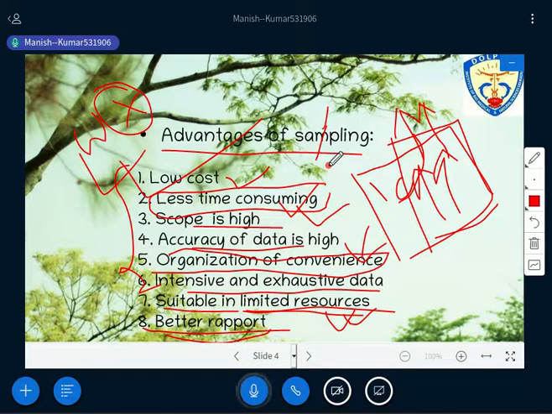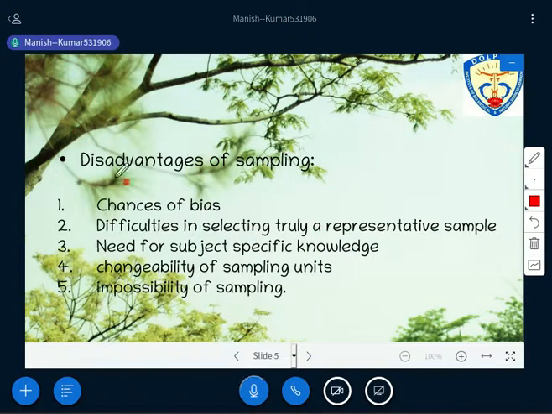So no question from anyone. Okay, so let me move to the disadvantages section. So what are the basic disadvantages? The first one is the chance of bias there, right?